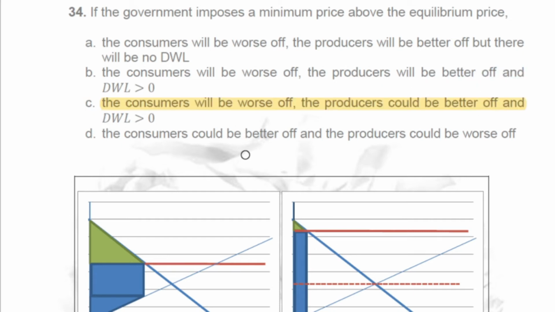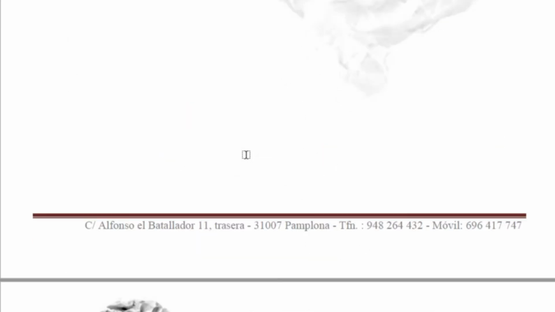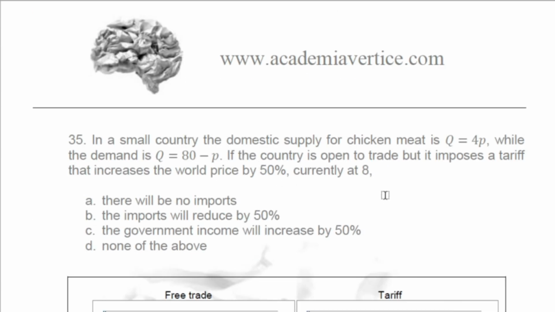Okay, perfect. Now 35th, in a small country the domestic supply for chicken meat is Q equal to 4p, while the demand is Q equal to 80 minus p.